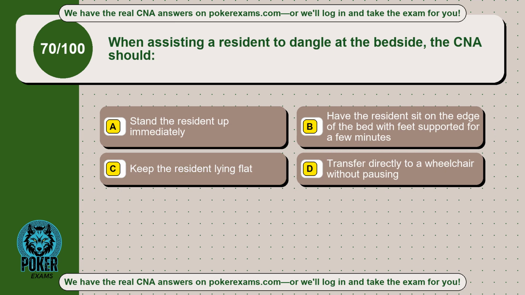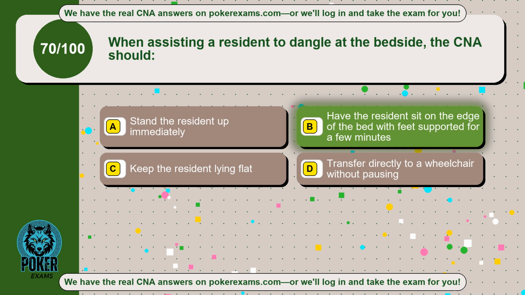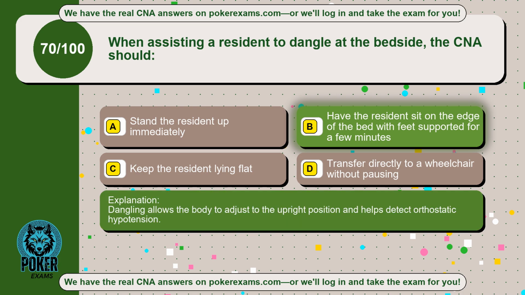Question 70. When assisting a resident to dangle at the bedside, the CNA should: Option A, stand the resident up immediately. Option B, have the resident sit on the edge of the bed with feet supported for a few minutes. Option C, keep the resident lying flat. Option D, transfer directly to a wheelchair without pausing. The correct answer is option B. Have the resident sit on the edge of the bed with feet supported for a few minutes. Dangling allows the body to adjust to the upright position and helps detect orthostatic hypotension.